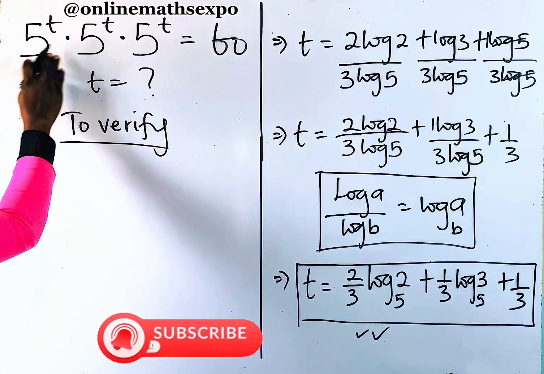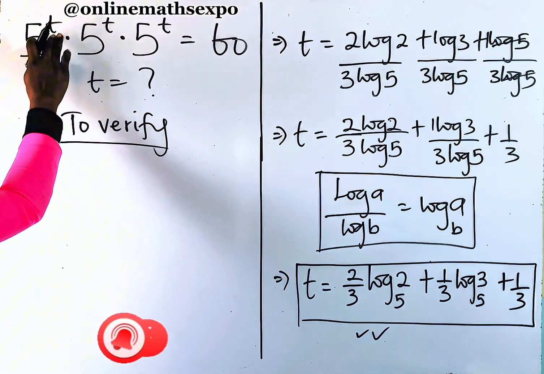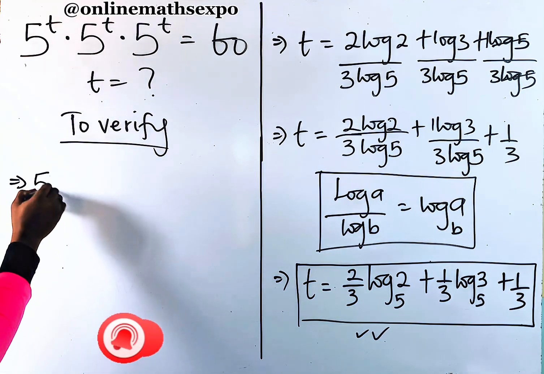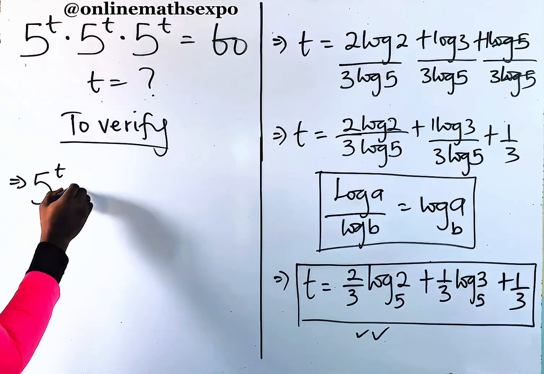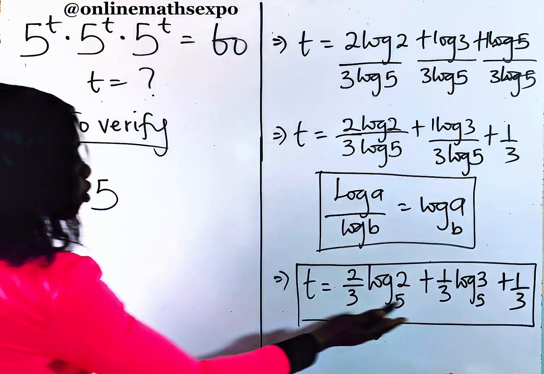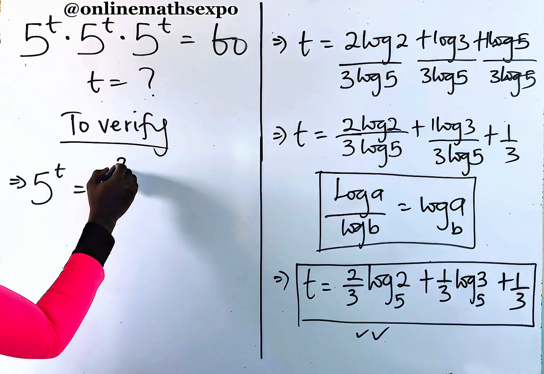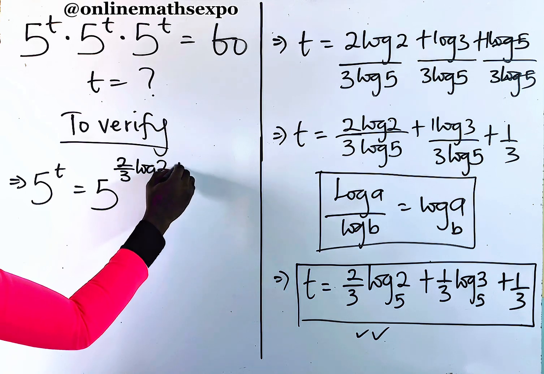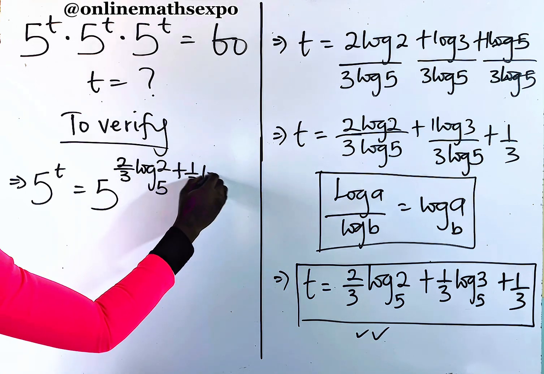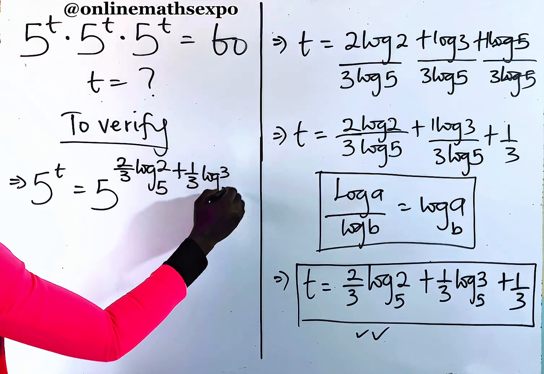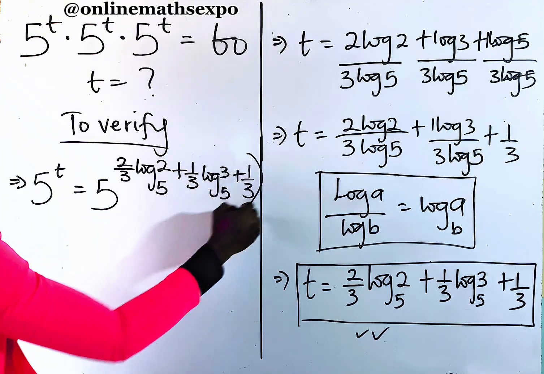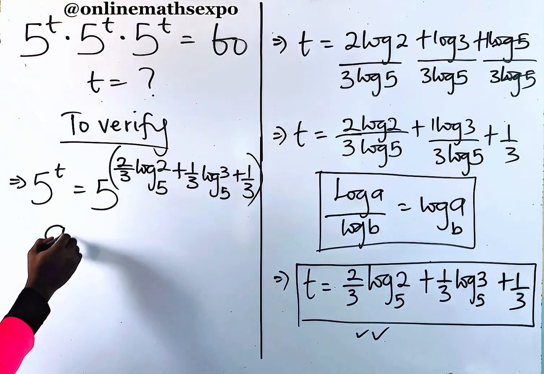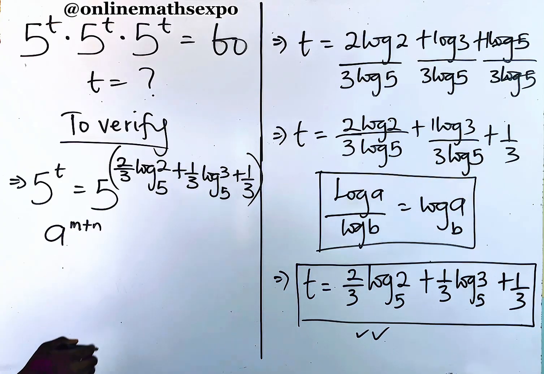Now you see that this is the same. So we're going to work with one, then we return the other. So we're going to have 5 to the power of t is equal to 5 to the power of, put this value of t, we have 2/3 of log of 2 base 5 plus 1/3 of log of 3 base 5 plus 1/3.